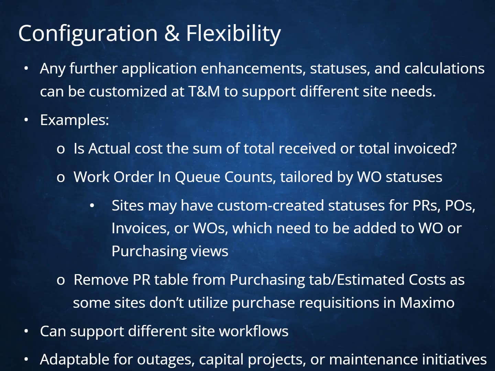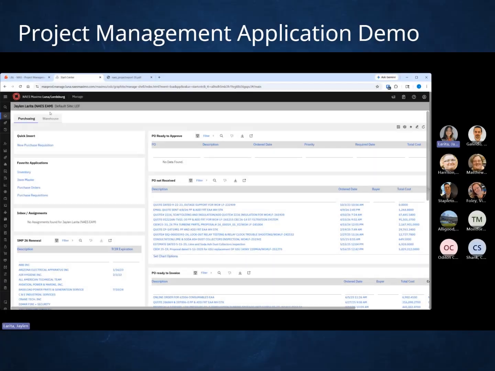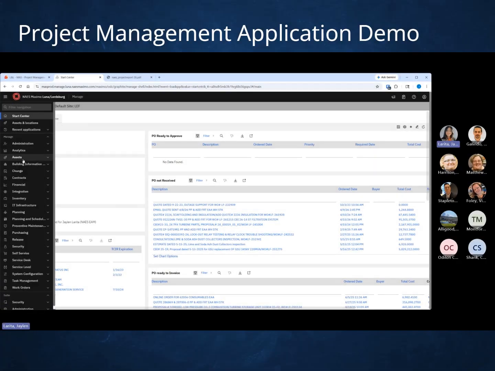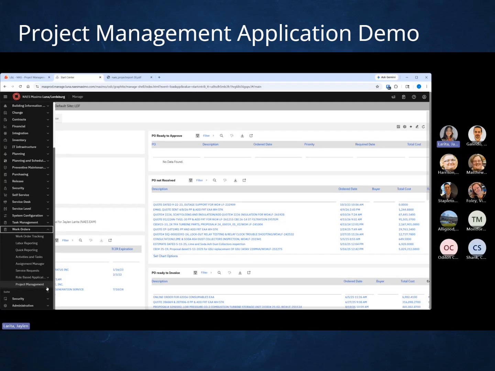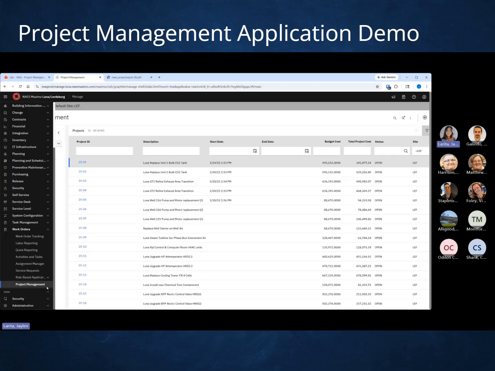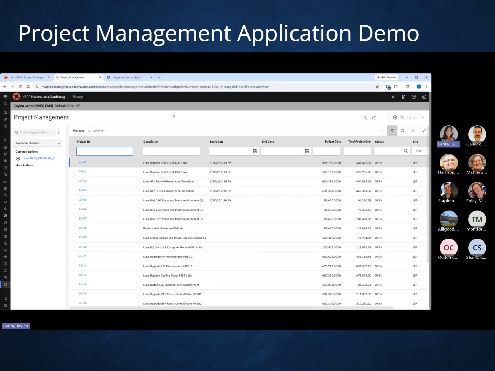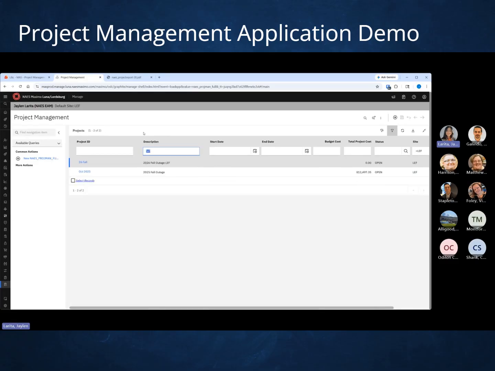It can support different site workflows, and is adaptable for outages, capital projects, or maintenance initiatives. Okay, so the project management application you'll find under the work orders module. If you click work orders, then project management. Once you get to the application, it will show you a list view of all of your active projects. I am just going to click into one of them.